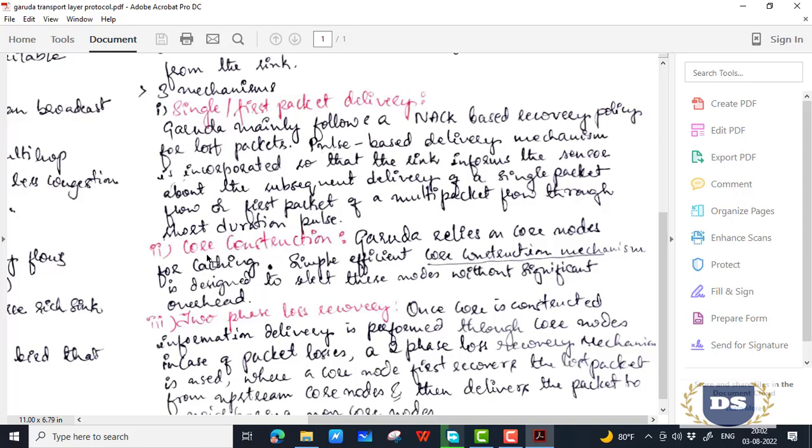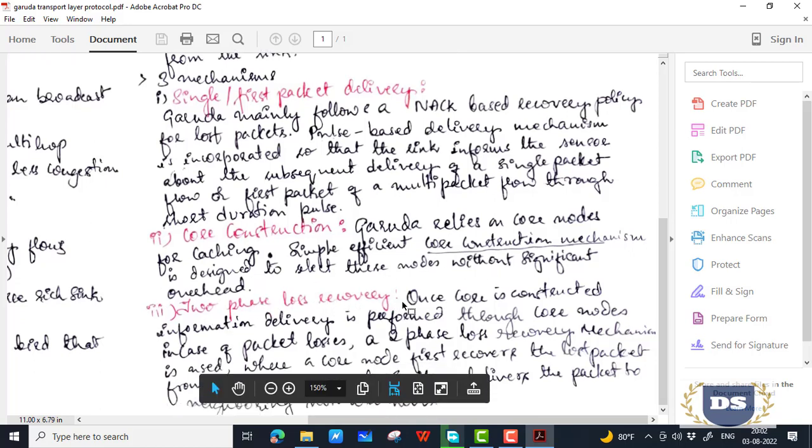The second mechanism is core construction. Garuda relies on core nodes for caching. It is simple as well as efficient. The core construction mechanism is designed to select these nodes without significant overhead.